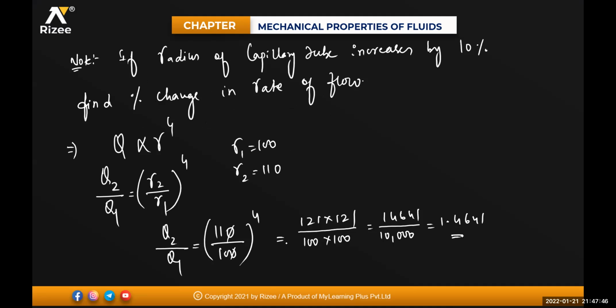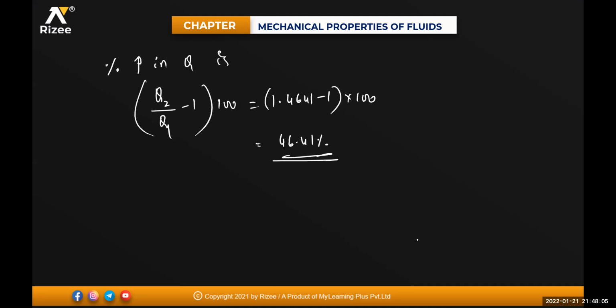We see it once again. The radius of the capillary tube increases by 10%. Find the percentage change in the rate of your flow. Rate of flow is directly proportional to R to the power of 4. So Q2 by Q1 is equal to R2 by R1 to the power of 4. 11 into 11 is 121 into 121 divided by 100 into 100. Just simplify it, we'll get the answer for this one. Clear, beta? Is that clear?